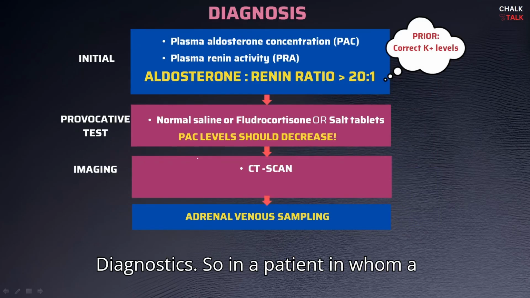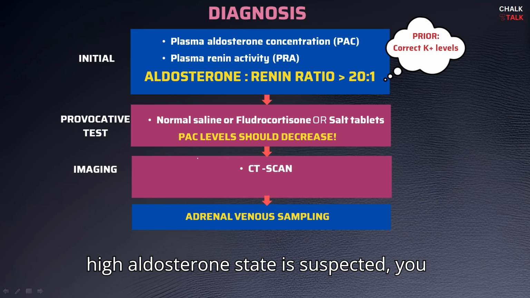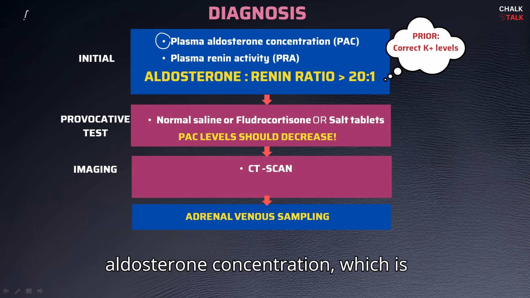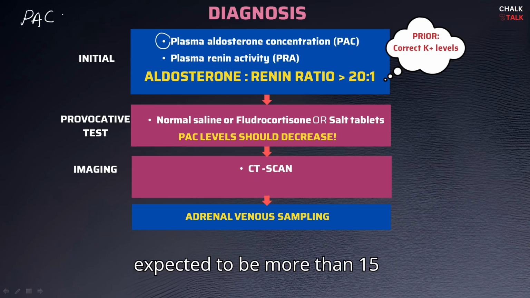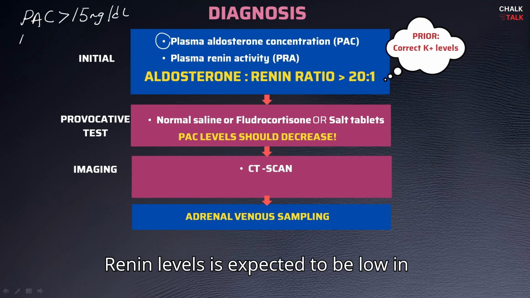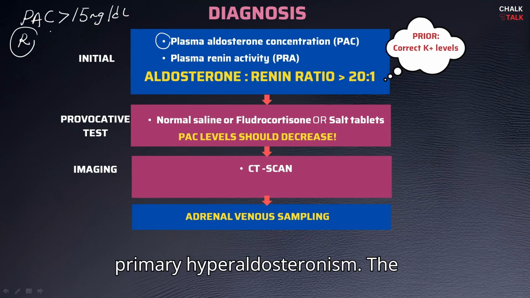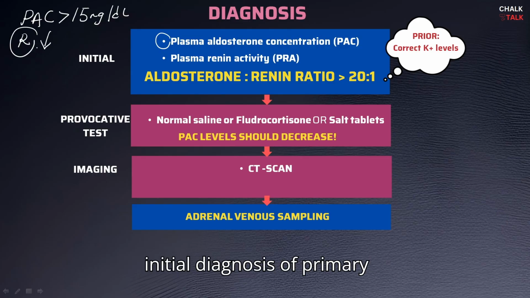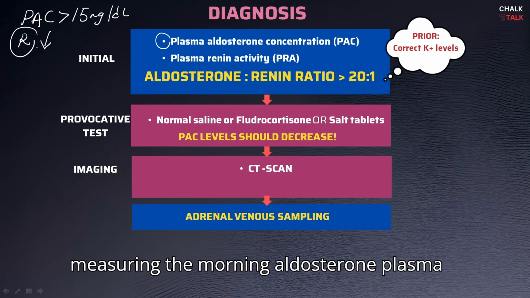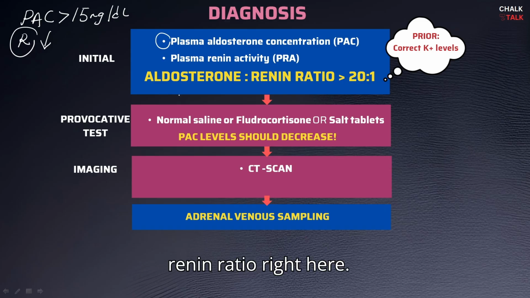Diagnostics. So, in a patient in whom a high aldosterone state is suspected, you would like to assess the plasma aldosterone concentration, which is expected to be more than 15 nanograms per deciliter. Renin levels are expected to be low in primary hyperaldosteronism. The initial diagnosis of primary hyperaldosteronism is made by measuring the morning aldosterone-to-plasma renin ratio right here.